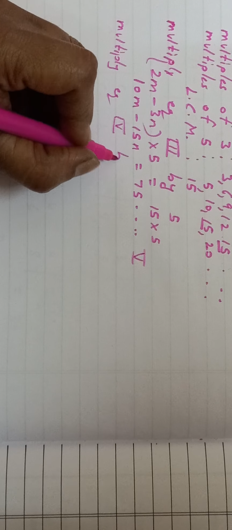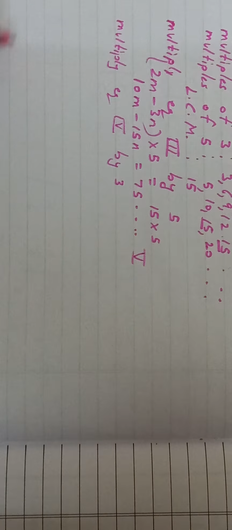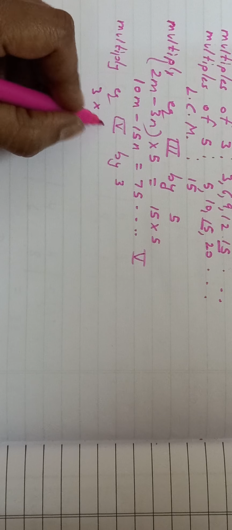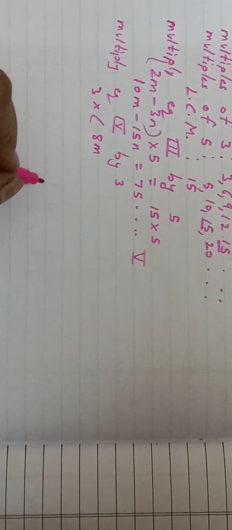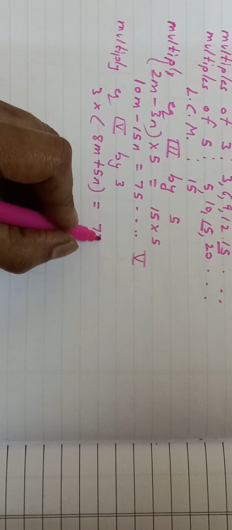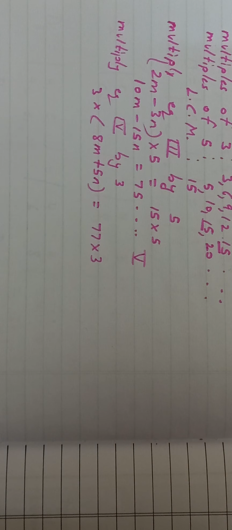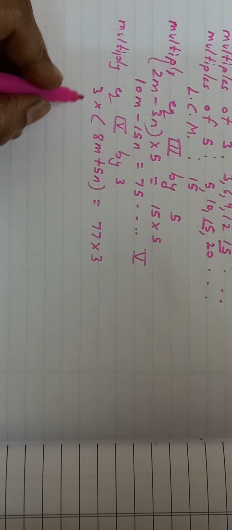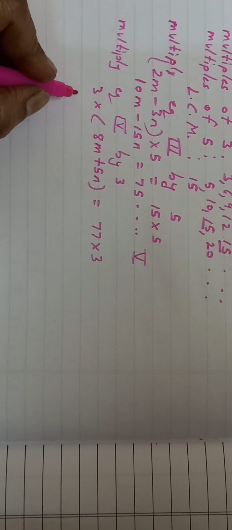equation 4 by 3. So we will get 3 into bracket 8m plus 5n is equal to 77 into 3. So we will have here 8 3s are 24m plus 15n is equal to 7 3s are 21, 7 3s are 21 plus 2, 23. So we got 231. So this is our sixth equation.